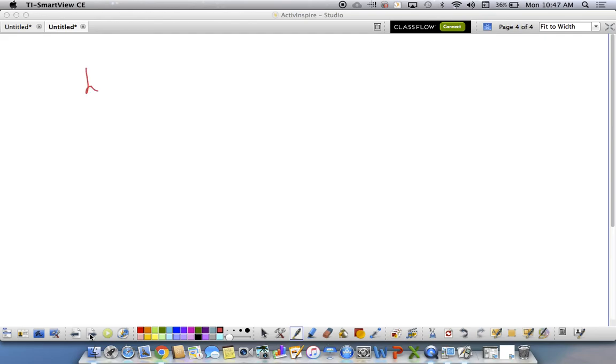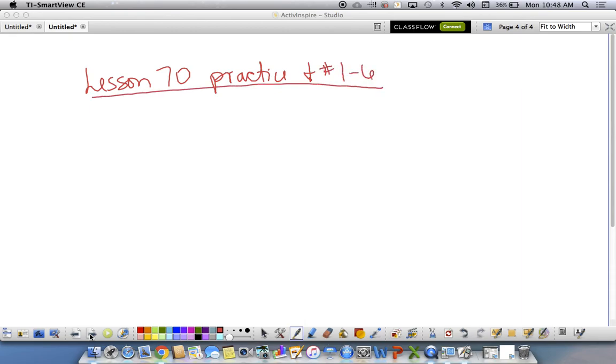Our homework today is lesson 70. We're going to do the practice and numbers 1 through 6. Tomorrow we're going to do something a little different. I'm going to try to get a different kind of video, and you're going to predict volume and surface area and lateral area of its shape. Okay, since we just did this. So be sure and keep your book handy, and we'll do that tomorrow on Thursday.